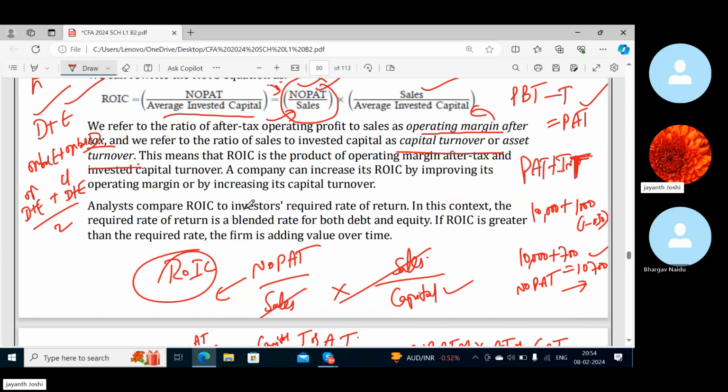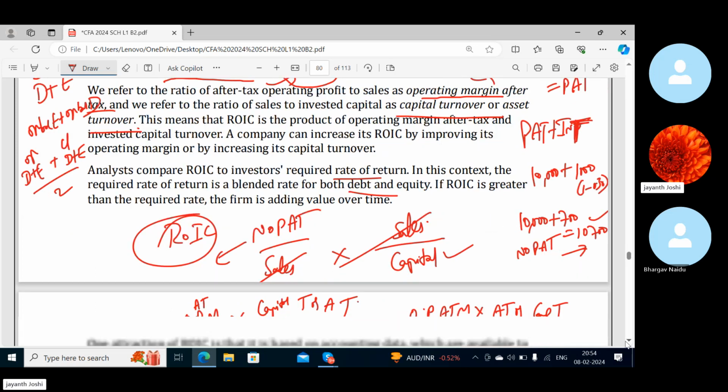So analysts compare ROIC to investors' required rate of return. In this context, the required rate of return is a blended rate for both debt and equity. If ROIC is greater than the required rate, the firm is adding value over time.